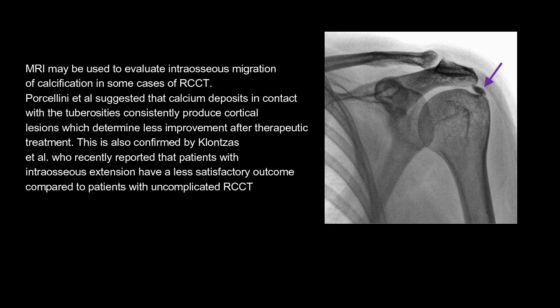MRI may be used to evaluate intraosseous migration of calcification in some cases of RCCT. Porcellini et al. suggested that calcium deposits in contact with the tuberosities consistently produce cortical lesions which determine less improvement after therapeutic treatment. This is also confirmed by Clontz et al., who recently reported that patients with intraosseous extension have a less satisfactory outcome compared to patients with uncomplicated RCCT.